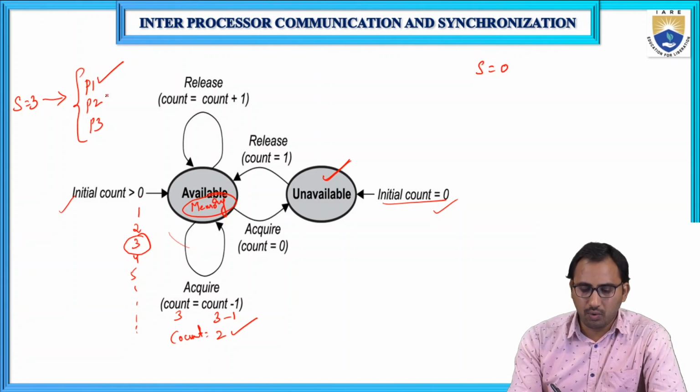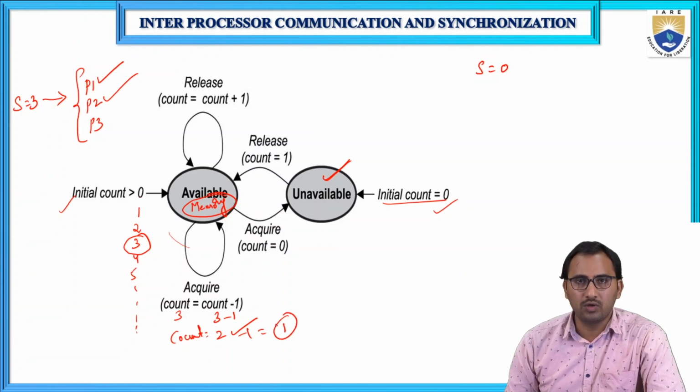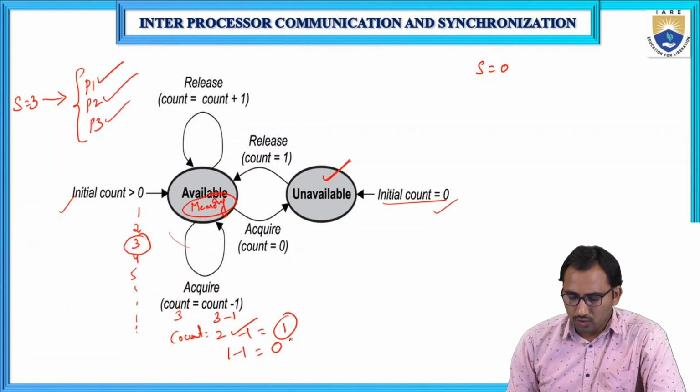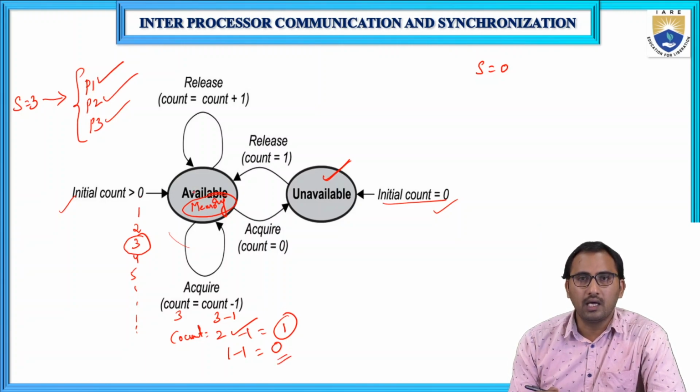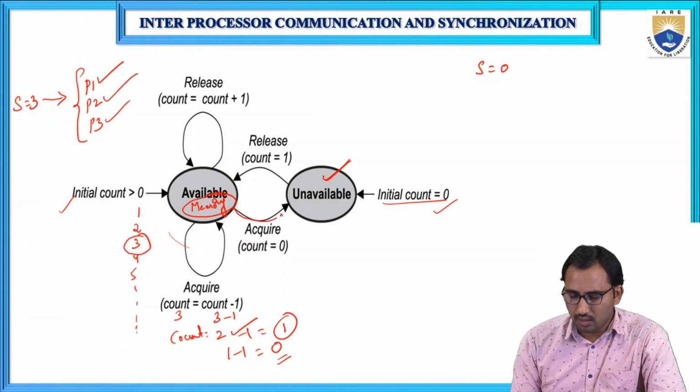Now suppose P2 is also utilizing the resource. Then the count is again 2 minus 1, that means only 1. Only one process remains that can access this resource. And if P3 is also utilizing, then 1 minus 1 is equal to 0. What does 0 indicate? The resource is unavailable to the other processes, so the state of the resource is changing from available to unavailable.